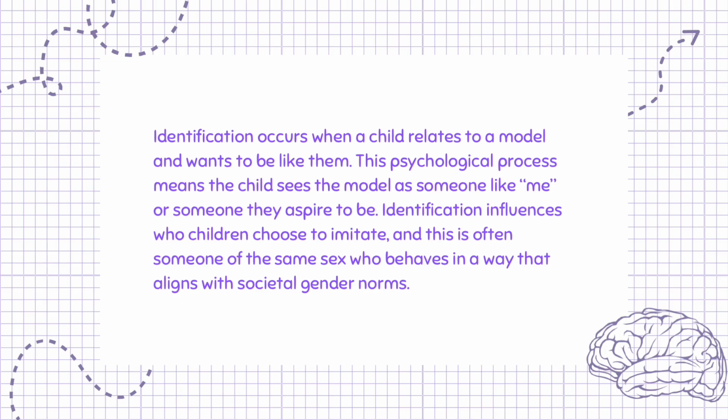Identification occurs when a child relates to a model and wants to be like them. This psychological process means the child sees the model as someone like me or someone they aspire to be. Identification influences who children choose to imitate, and this is often someone of the same sex who behaves in a way that aligns with societal gender norms.